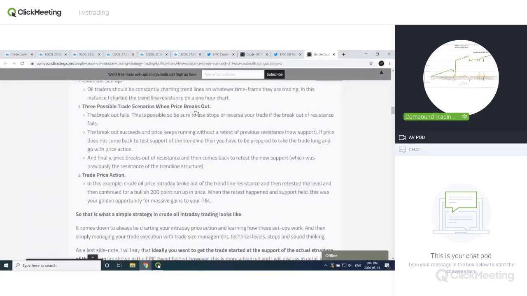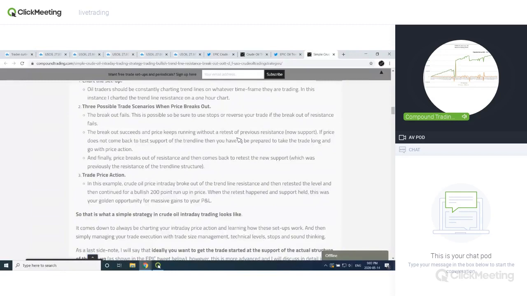3 possible trade scenarios when price breaks out. So that's the breakout fails. So you gotta be prepared to use your stops, or you gotta know what you're doing, like we did, and we traded it all the way through the failure, and that's how we got that big win. But we could have lost that trade, right? Better to use stops, especially if you're just starting. The breakout succeeds and price keeps running, so you got to be prepared to just run with the bulls.